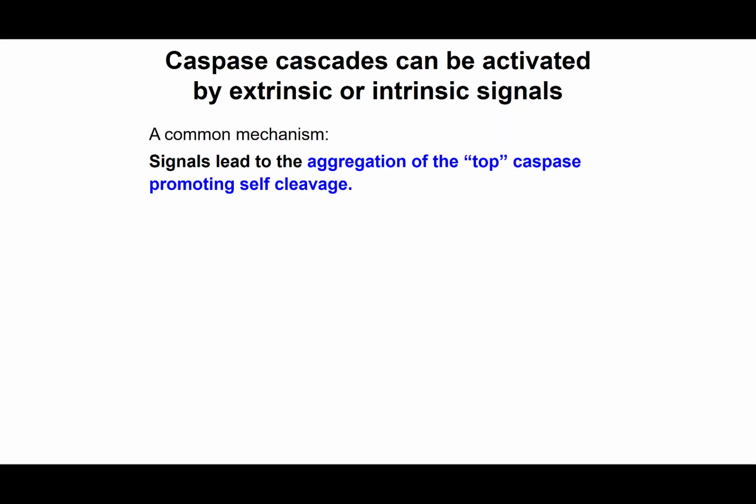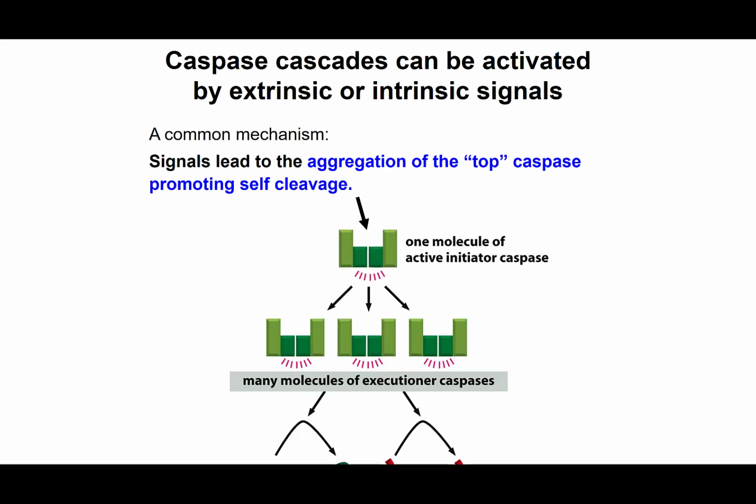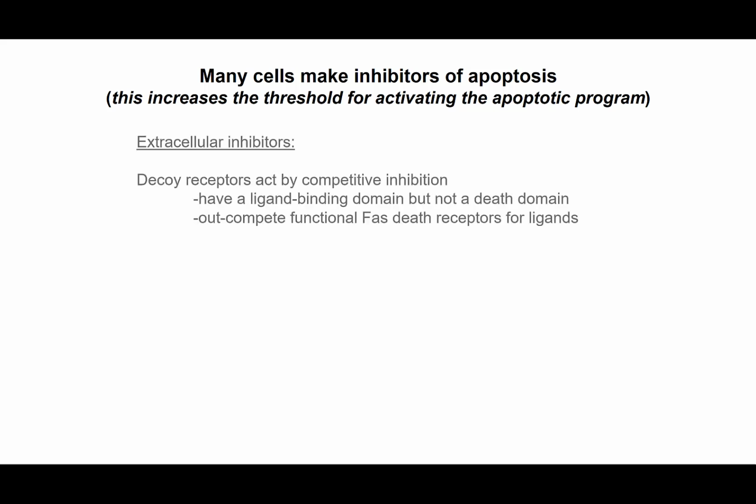Whether it is extrinsic or intrinsic apoptosis, a common mechanism is that signals lead to the aggregation of the top caspase, promoting self-cleavage. So either you're going to activate a caspase 8, 9, or 10 to eventually get lots of caspase 3 activation. Many cells make inhibitors of apoptosis. This increases the threshold for activating the apoptotic program.